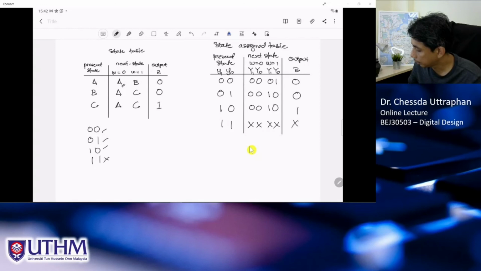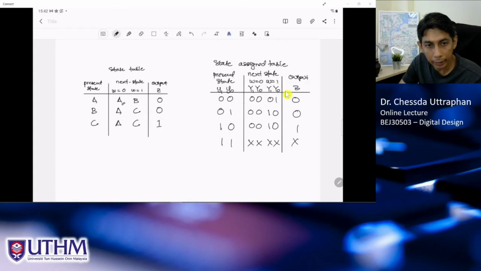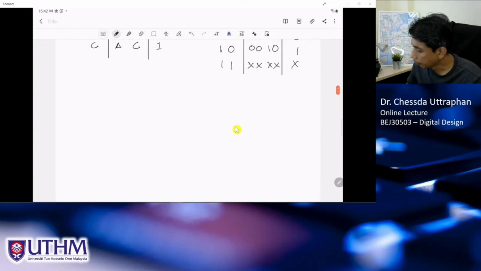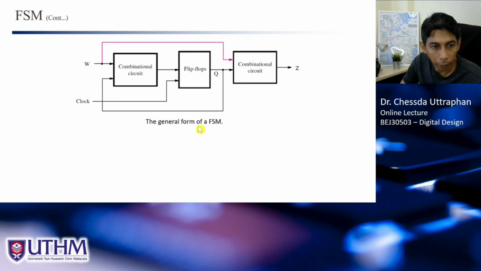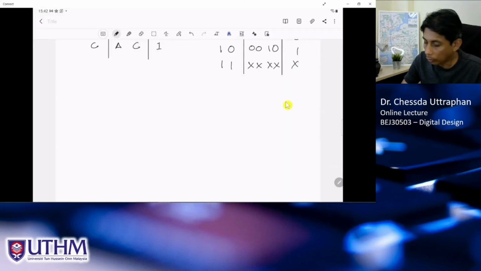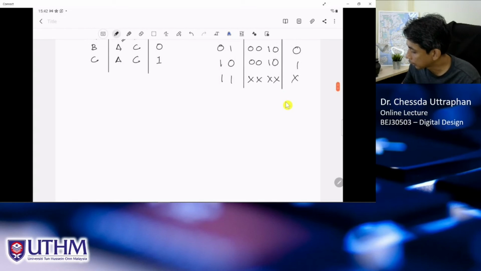All right, so now we have the state assigned table, and it is in the form of a truth table, right? Because when we look at the general form of the finite state machine, we can see that we have the flip-flops and the combinational circuit here. So we can draw our circuit now to be something like this.